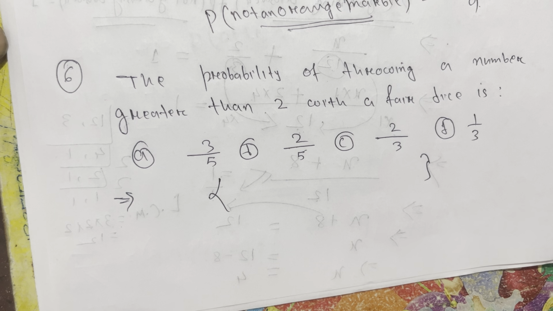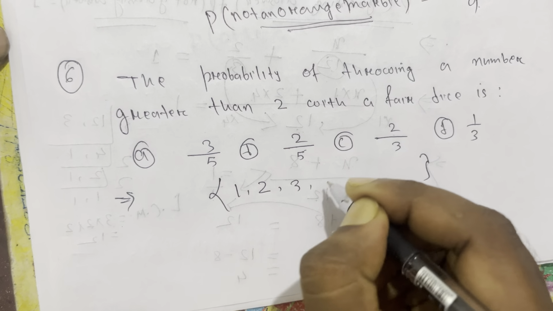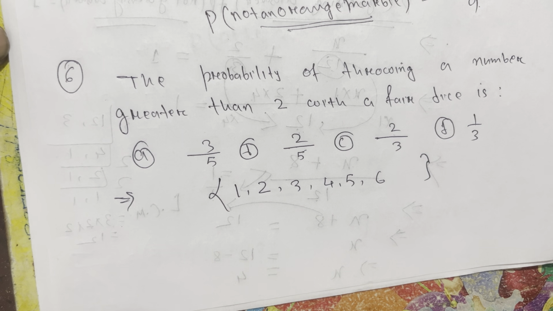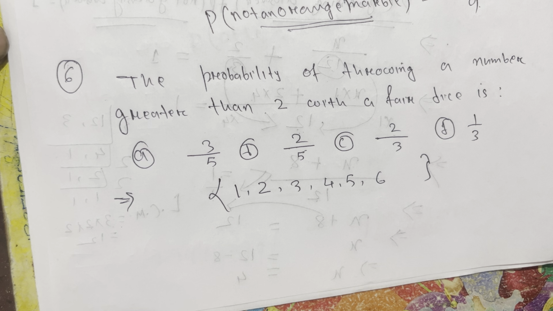If you throw a dice, there will be 6 possibilities. Maybe 1 comes, 2 comes, 3 comes, 4 comes, 5 comes. So total 6 possibilities are there. A dice has 6 outcomes, meaning a dice has 6 faces. On every face there is one value, marked from 1 to 6. So only 6 possibilities are there.